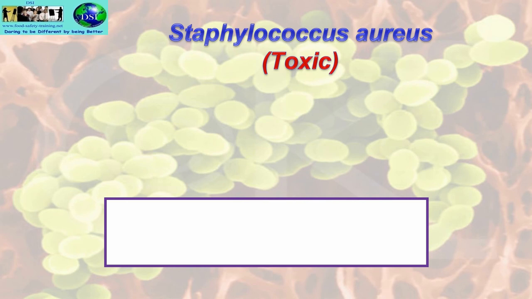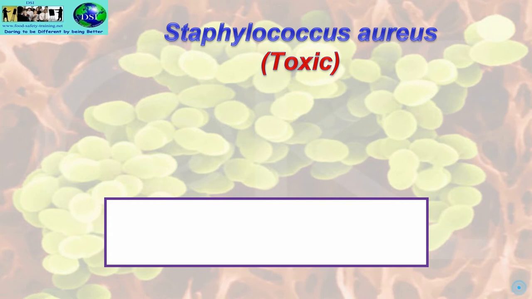Next one is Staphylococcus aureus. This is toxic. So that means the food poisoning is caused by the toxin that comes from these bacteria, not by the large numbers that are ingested. Staphylococcus aureus is, if you like, our bacteria. It's on our body, it's on our skin, it's in our nose, our mouth, in our ears. So we've got to be careful when we prepare food. We wash our hands regularly. Don't cough or sneeze over food or near food.